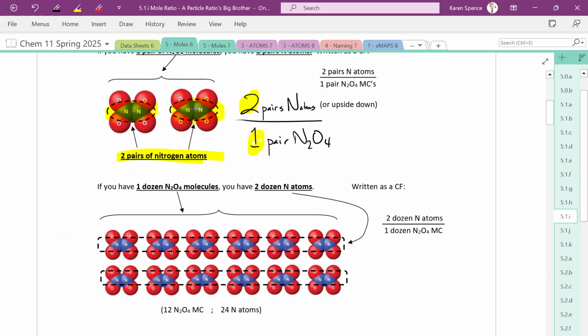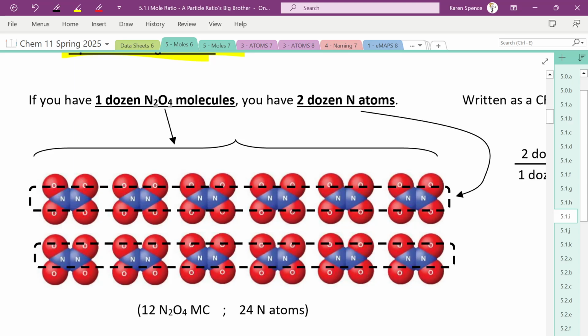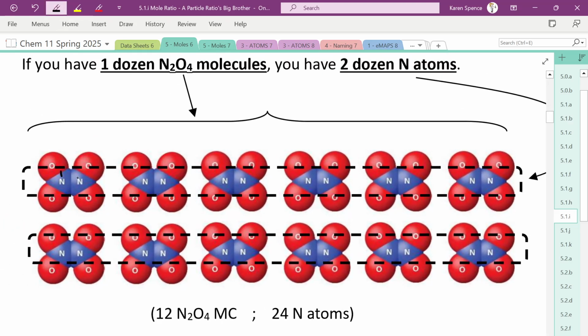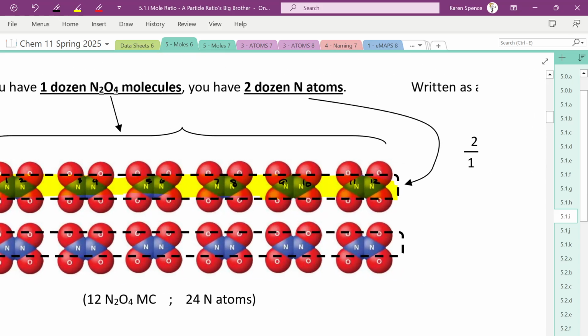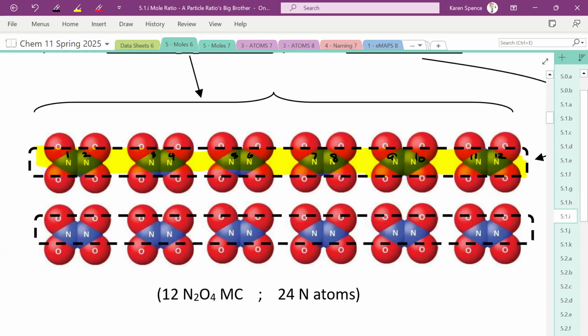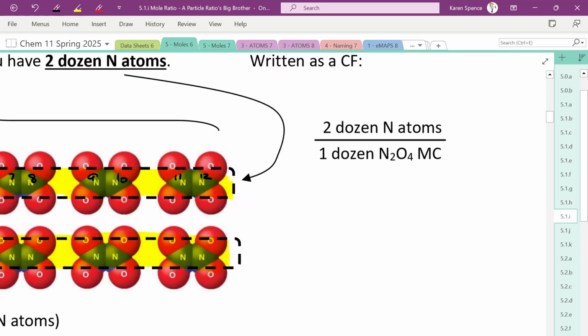Now, if I give you a dozen N2O4s, so we have 1 dozen N2O4s, that's 12 of them all together. Let's count how many dozen N's we have. If I count across here, I got 1, 2, 3, 4, 5, 6, 7, 8, 9, 10, 11, 12 N atoms. That is 1 dozen N atoms across that top row. And if I add the next row, that gives me 2 times 12 is 24. That's 2 dozen N atoms. 2 dozen.